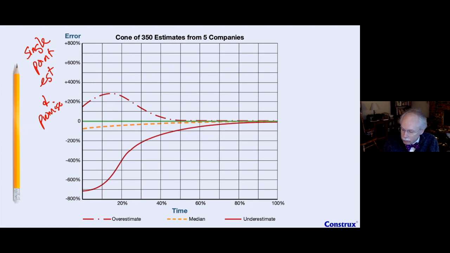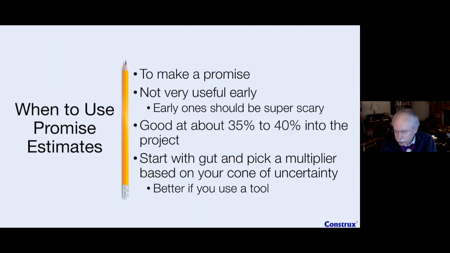Okay? So we can have that conversation. So how do you actually come up with a planning number? Well, I suggest that you look at your cone, start thinking about the things that go wrong, and come up with a multiplier of your own. It's the simplest way. So you'll start with your gut, and then come up with a multiplier.